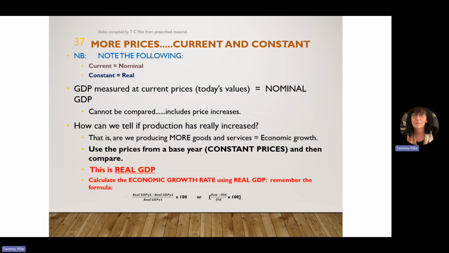How do we convert from current to constant? We use the prices from a base year. So that's what we mean by constant prices. We are using the prices from a base year, and we are keeping the prices the same. So let's say our base year, where are we now? 2025. So let's say our base year was 2020. What we will be doing is calculating the value of all production using 2020 prices. And then we'd be able to see, has it increased or hasn't it increased from the year 2020?